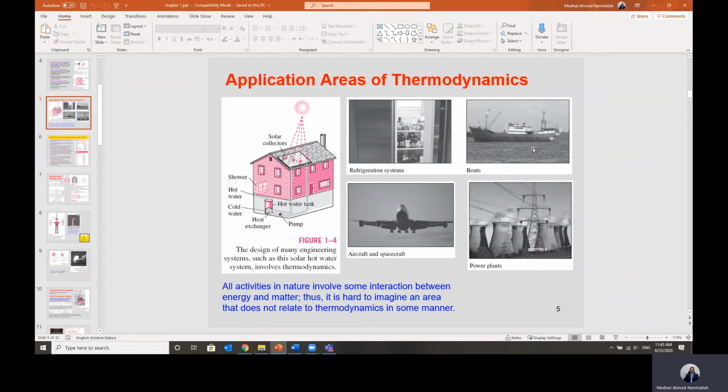Thermodynamics has two main applications. When we convert heat into work, like all of these systems, where we convert heat into shaft work, it is called a heat engine. But there is another application which is called the refrigeration system. In the refrigeration system, we do the opposite. We convert work into a form of control of heat.